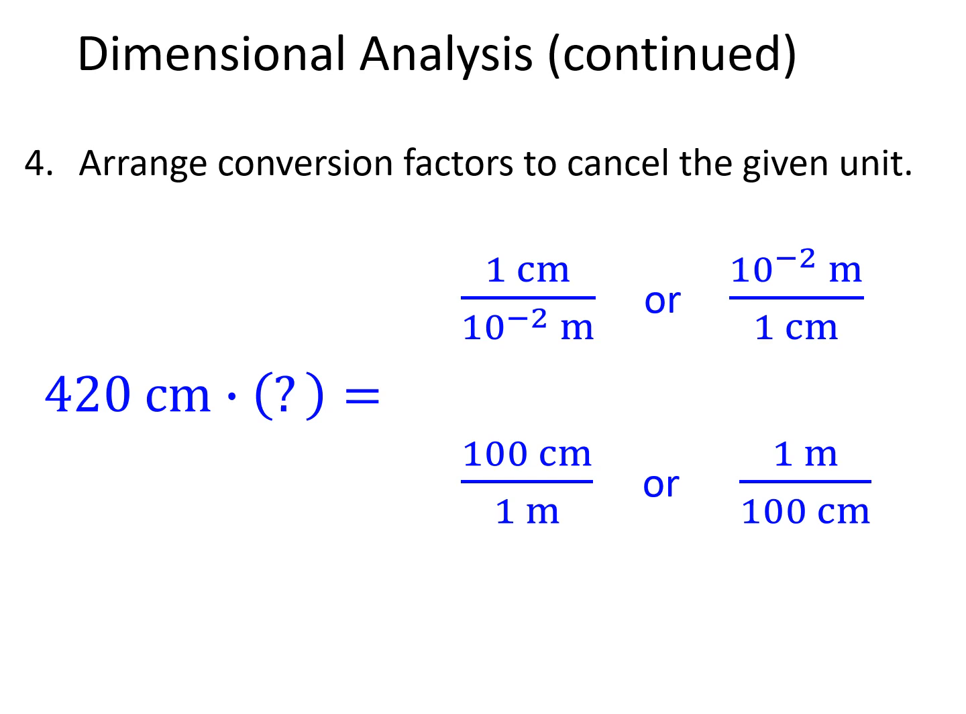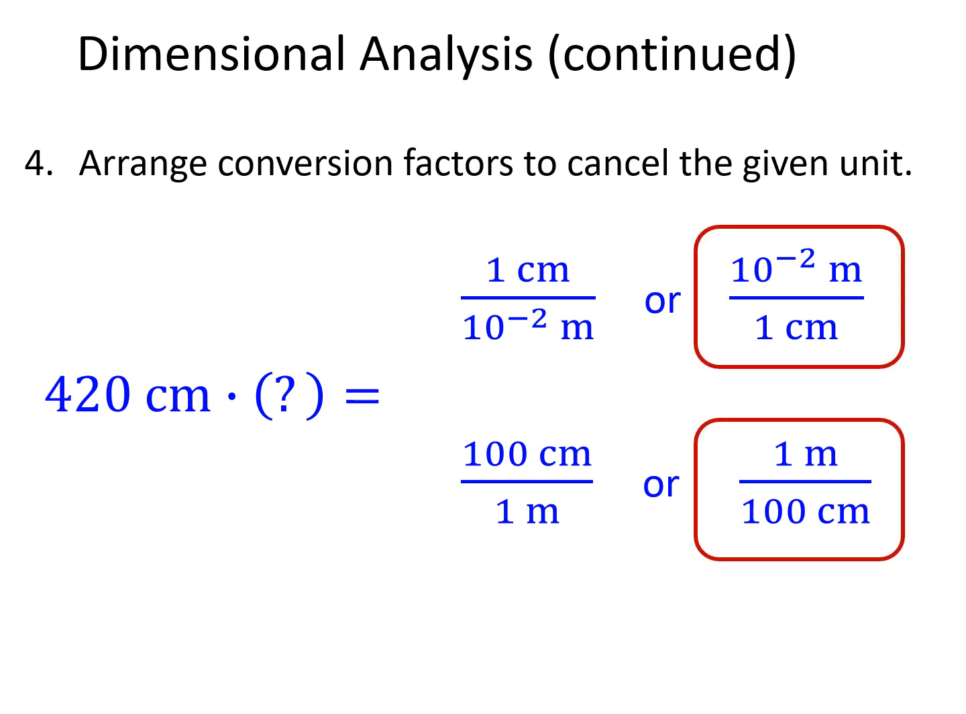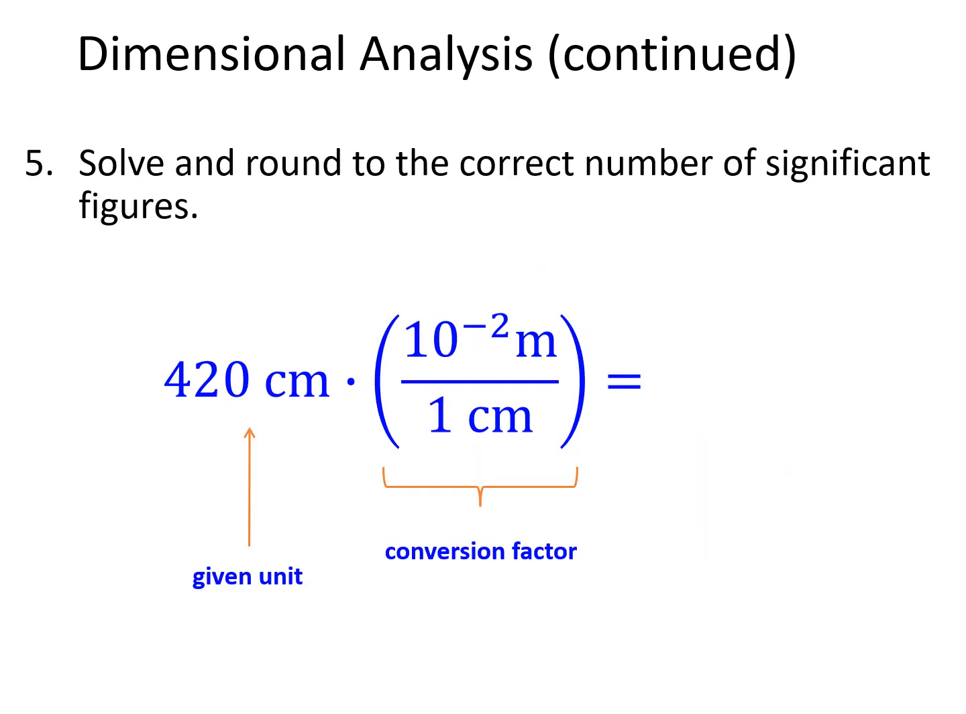So that means that we can then choose which conversion factor we need to use to cancel the centimeters, which would be either of those on the right. Again, it doesn't matter whether you use the top option or the bottom option. Whichever method you prefer, they're both going to give you the same answer. So once you know which conversion factor allows your units to cancel, that is the conversion factor that you will then utilize when arranging your dimensional analysis calculation.